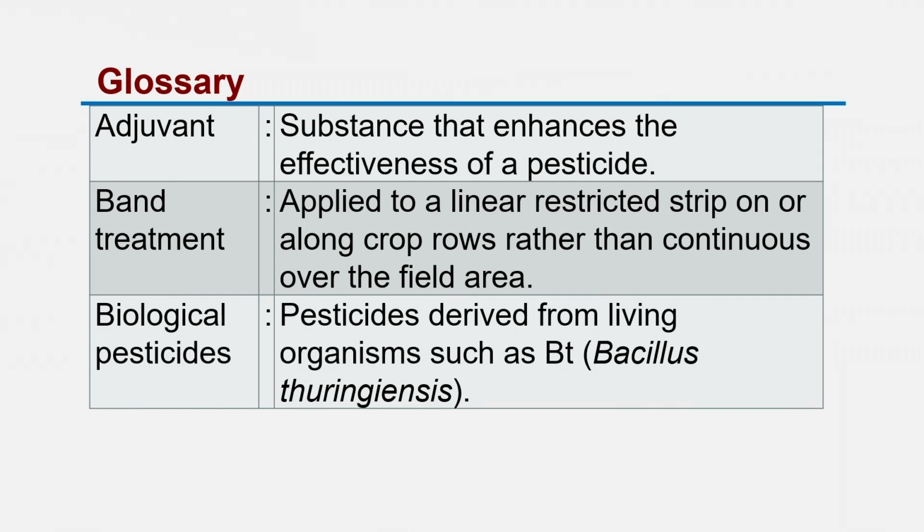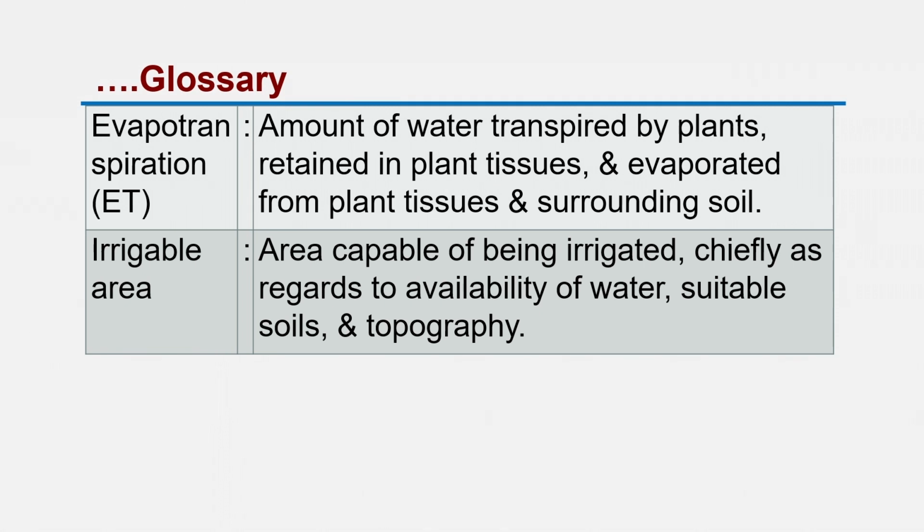Some glossary. Adjuvant: a substance that enhances the effectiveness of a pesticide. Band placement: applied to a linear restricted strip on or along crop rows rather than continuous over the field area. So, band placement can be done in the case of fertilizers. Biological pesticides: pesticides derived from living organisms such as Bt, Bacillus thuringiensis. Evapotranspiration, ET: amount of water transpired by plants, retained in plant tissues and evaporated from plant tissues and surrounding soil. So, as it suggests, it is the total of evaporation losses as well as transpiration losses.